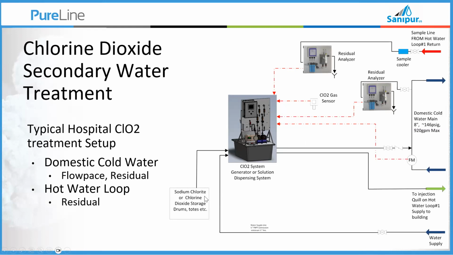There's a sodium chloride or a chlorine dioxide supply to make the chlorine dioxide for use, and a city water supply for collection or operation of the equipment.